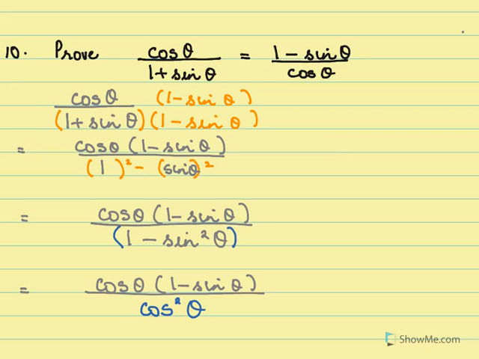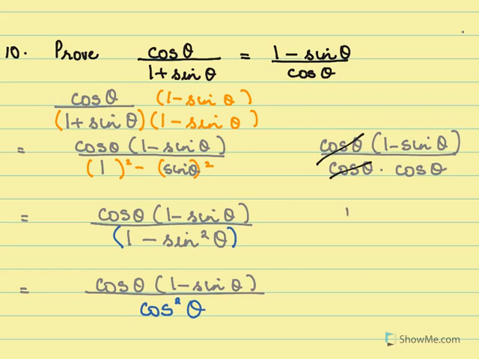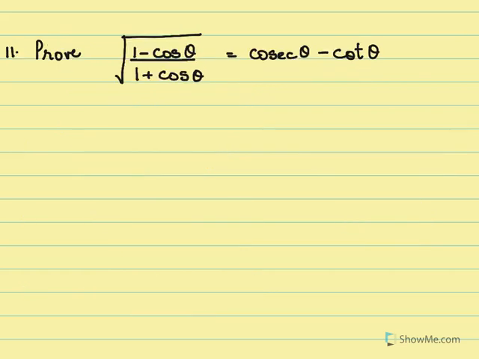So here is what I got. You have cos theta, 1 minus sin theta, and down in the denominator we have cos square theta. So that will be cos theta into cos theta. Here we cancel this out. We have 1 minus sin theta over cos theta, and we have proved it. Here, 1 minus sin theta over cos theta.